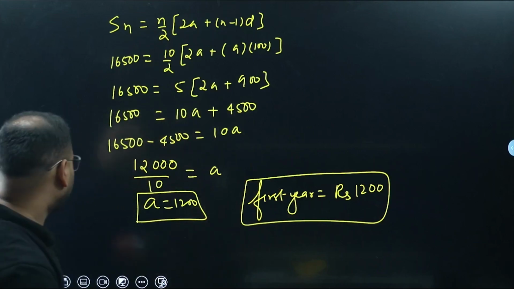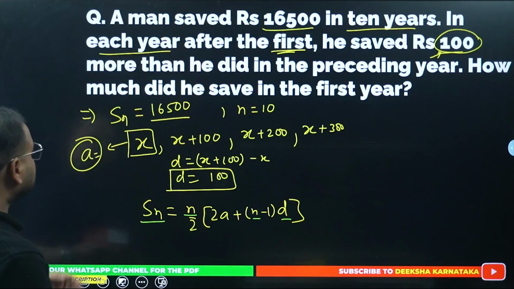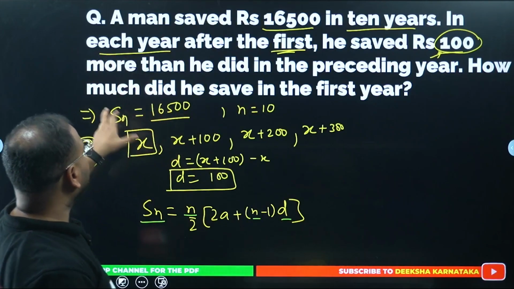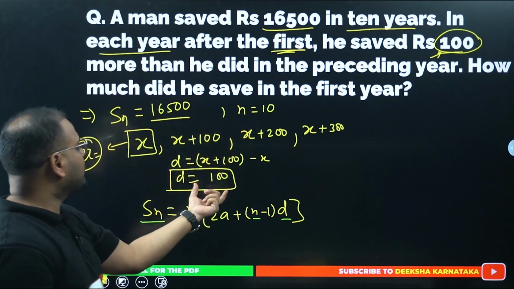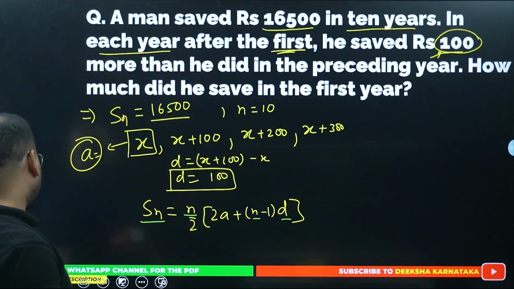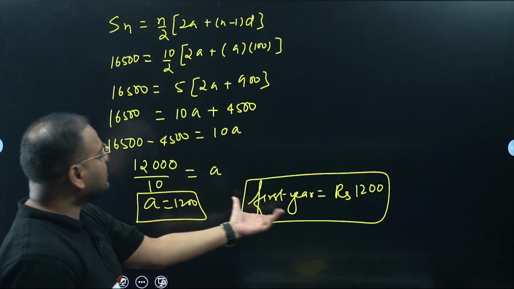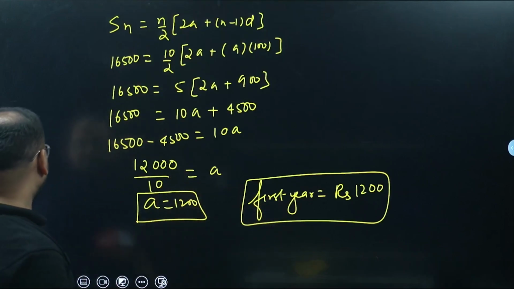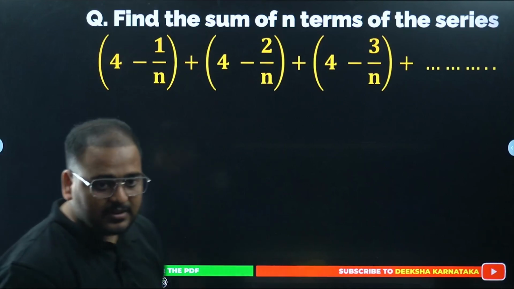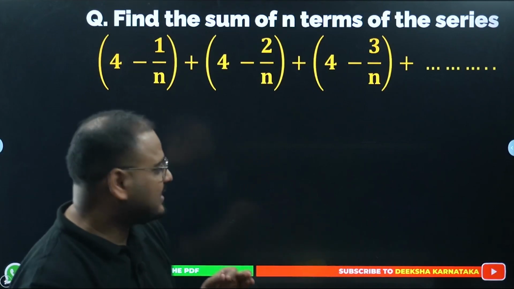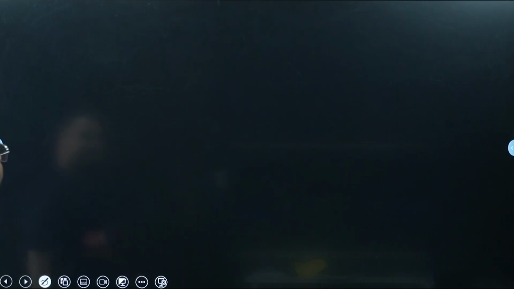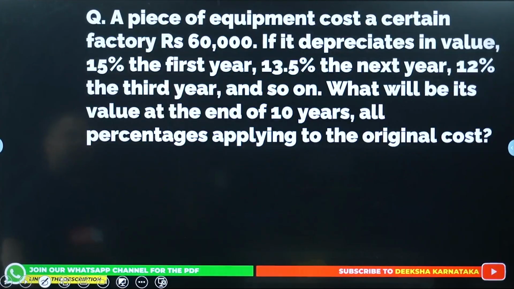Okay, 1200. Okay, moving on. Hope this is clear. The question I have broken into the known values. Sn is this value, n is this value, d we found out. We used the standard formula of sum of n terms, and we got first year value a as 1200. Moving on. This question, okay, special question I've taken just to explain this. I think this is your last problem. Yeah, this is the last problem. This will be given as homework.